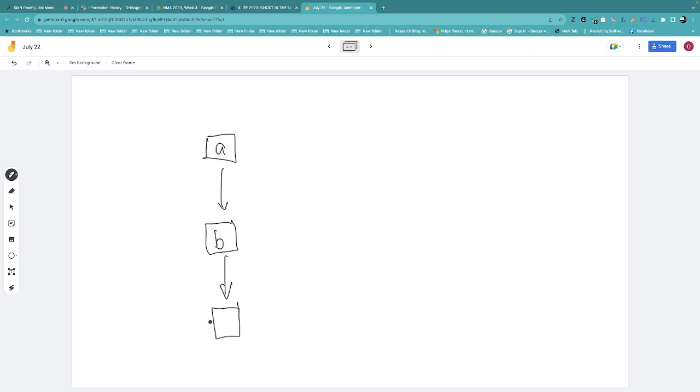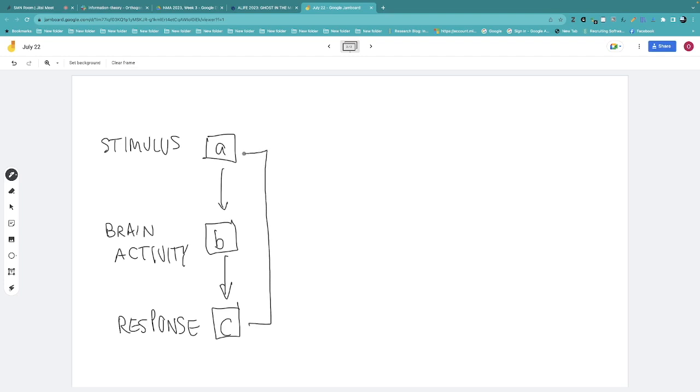So if there's a stimulus here, it causes some sort of brain activity. And then there is a behavioral response. This is very behaviorist, but of course the response can also influence the next stimulus. And it maybe also influences brain activity depending on what the response is. So there are a lot of feedbacks here too.